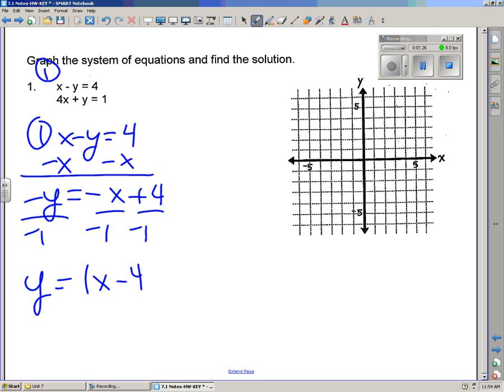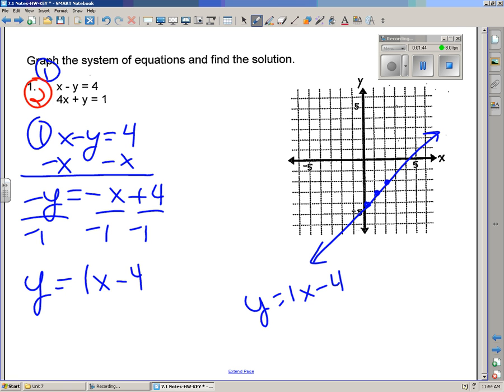So I'm going to begin this graph at negative 4 on the y-axis, and then I'm going to go up 1, to the right 1, up 1, to the right 1, and then I'm going to connect the dots. I'm going to make my lines much larger than maybe I have in the past, so they go all the way across the grid.